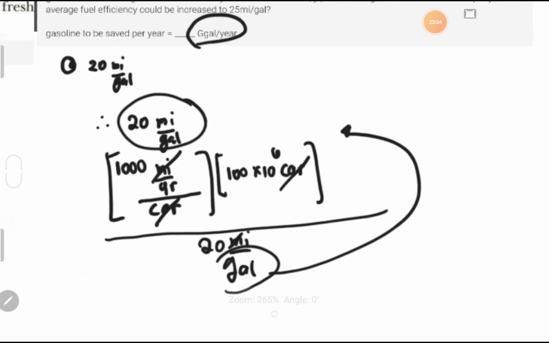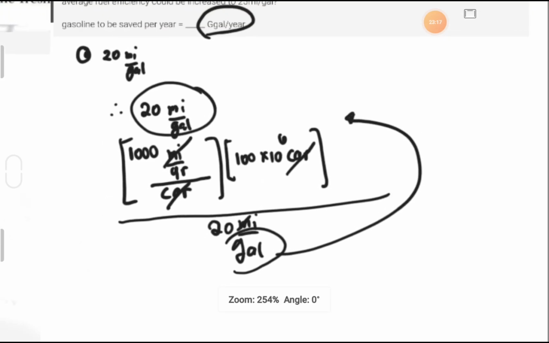So, we'll have a value equal to 1,000 times 100 times 10 raised to 6 multiplied by 20. Hindi siya multiplied. Actually, divide siya. So, divided by 20. 1,000 times 100 times 10 raised to 6 divided by 20. So, we'll have 5 times 10 raised to 9. Okay, 5 times 10 raised to 9.